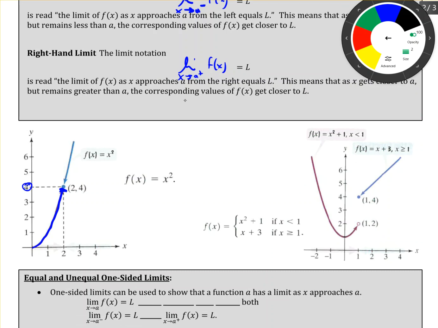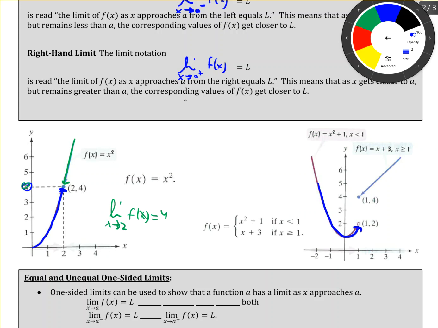The limit from the right side also looks like it's 4. And so in that case, I would just say the limit as x approaches 2 of f of x equals 4.